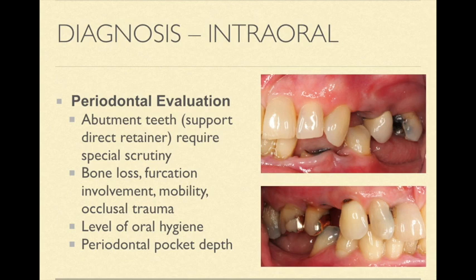You also need to be very careful about the periodontal status of the teeth, especially when you select the abutment teeth. Also, some patients' teeth might have severe bone loss, furcation involvement, mobility, even occlusal trauma. Those will also need to be found out and solved before you start the treatment of the removable partial denture case.